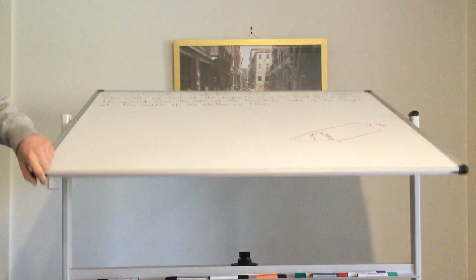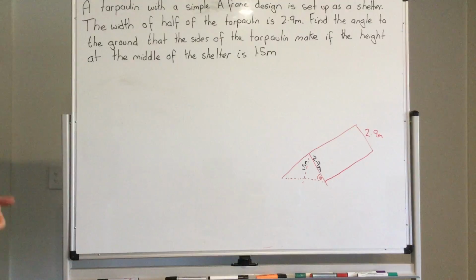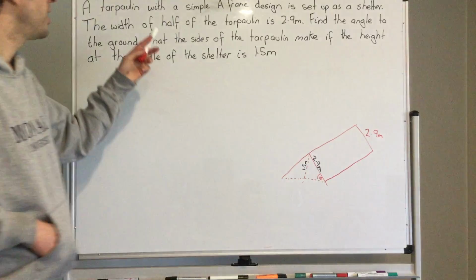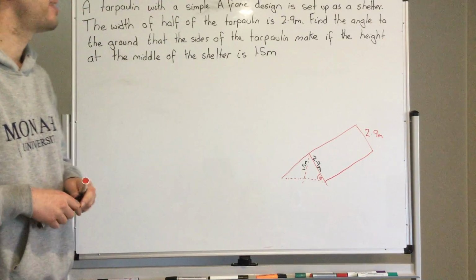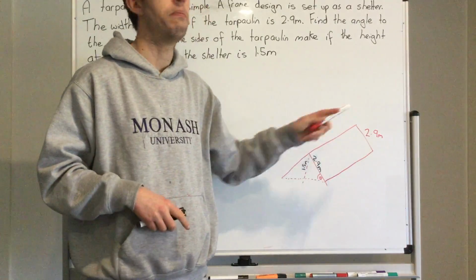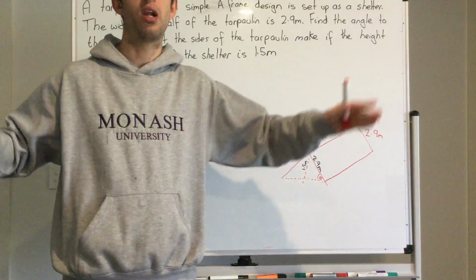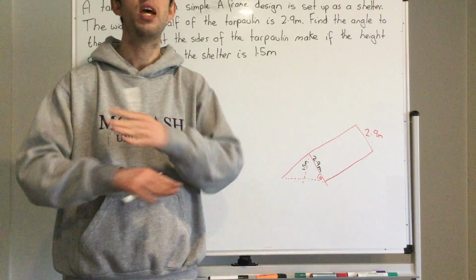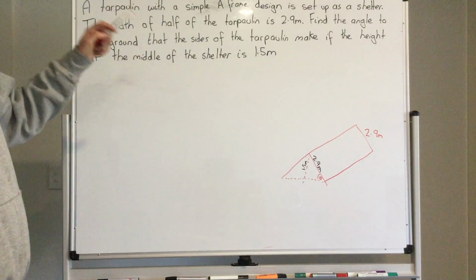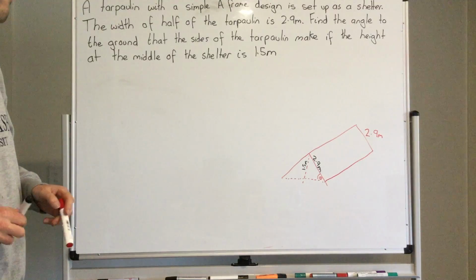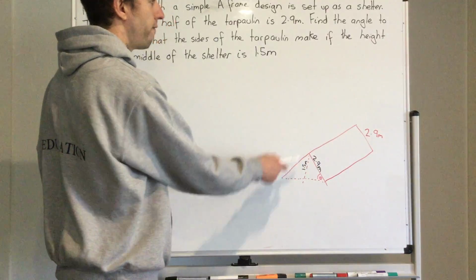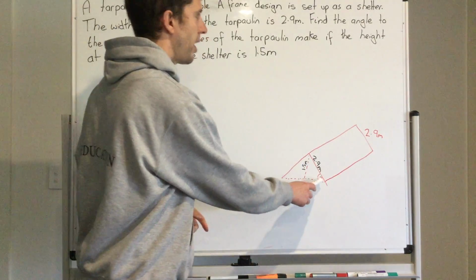Let's turn over and have a look at this question now. A tarpaulin, which is like a tent, has a simple A-frame design and is set up as a shelter. The width of half of the tarpaulin is 2.9 meters. And just think about talking about the width in terms of when it's completely flat, it is 2.9 meters. Find the angle to the ground that the sides of the tarpaulin make if the height at the middle of the shelter is 1.5 meters. So we're trying to find this angle right here.